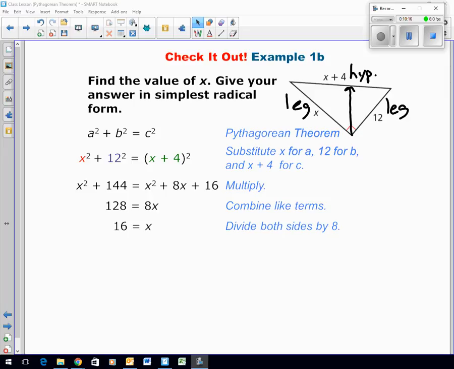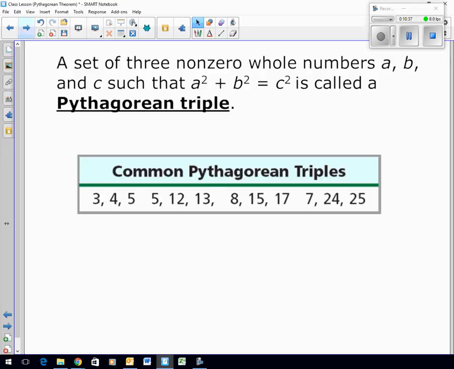You'd use the same FOIL or box method that we just talked about on the prior problem. You get this expression, x squared plus 8x plus 16. And then you're just going to solve for x, guys. Subtract x squared from both sides. Subtract 16 from both sides. 128 equals 8x. Divide both sides by 8. Yeehaw! We're there.